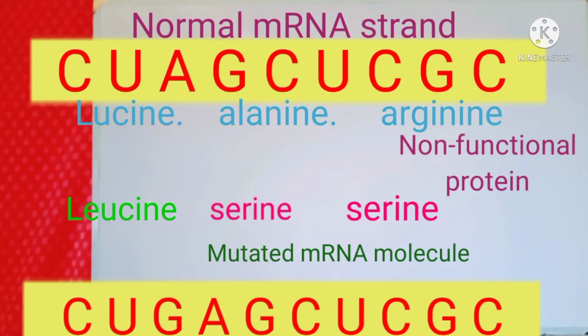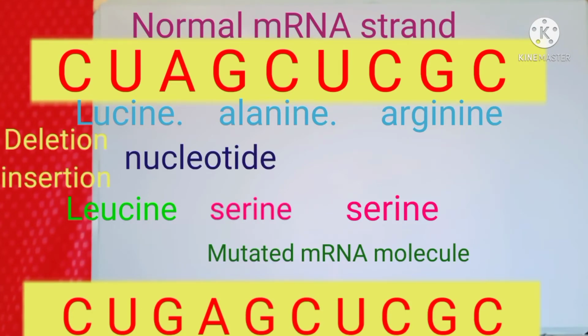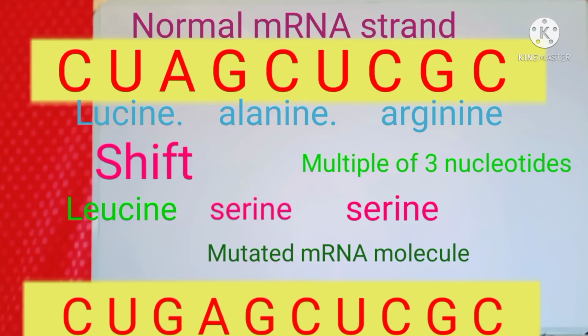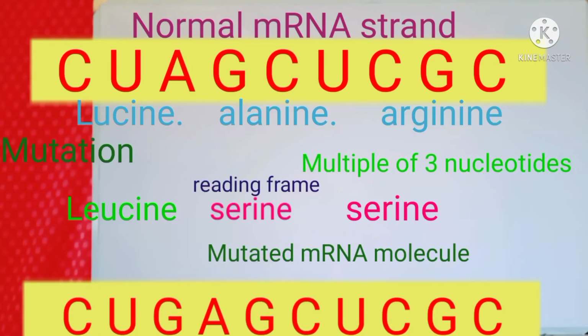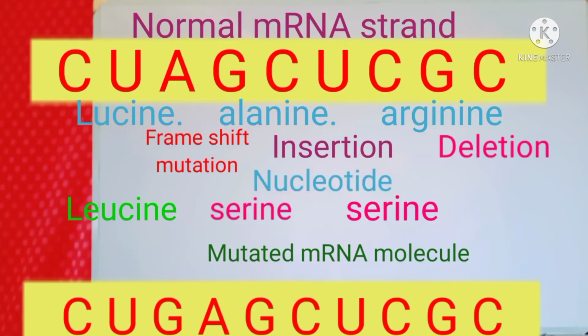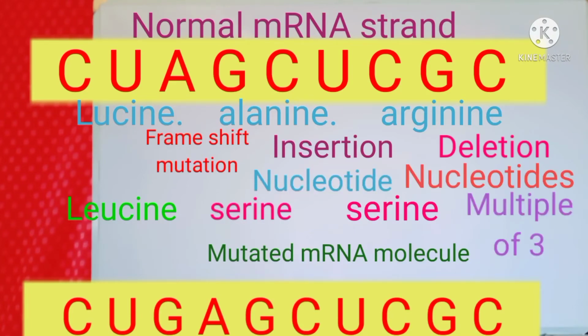So we see that any deletion or insertion of nucleotides that is not a multiple of 3 will cause such a shift in the reading frame, and such a mutation is commonly known as a frameshift mutation. So a frameshift mutation is caused when we have either an insertion or a deletion of nucleotides that is not a multiple of 3.